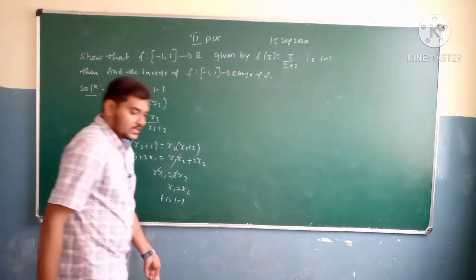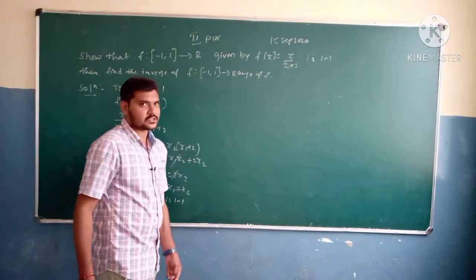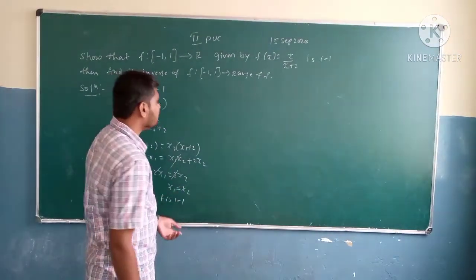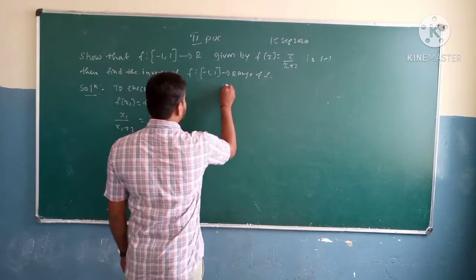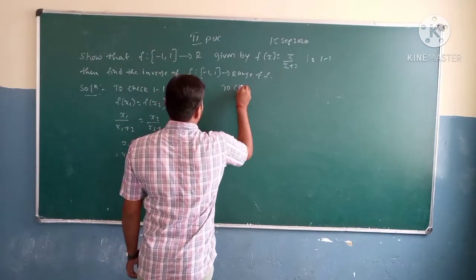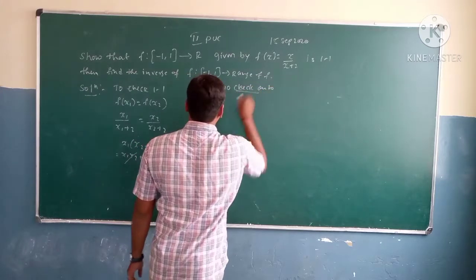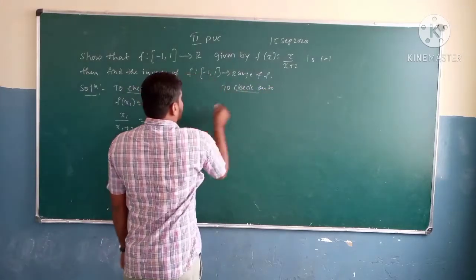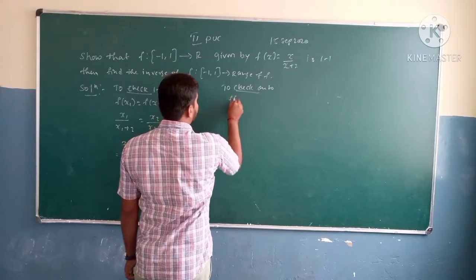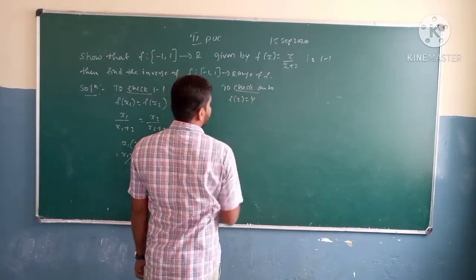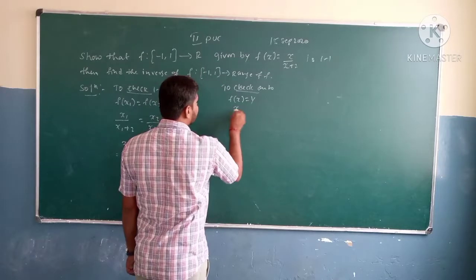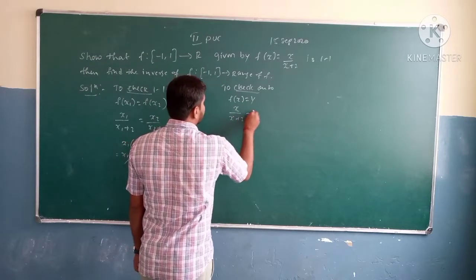Second, we need to check the given function is an onto function. So to check onto, f of x is equal to y. Here f of x is nothing but x divided by x plus 2 is nothing but y.